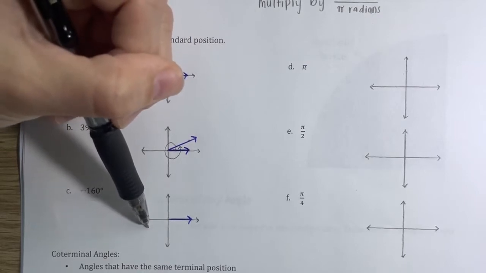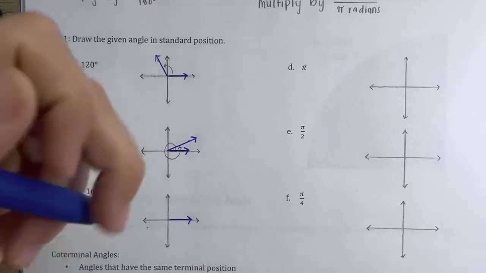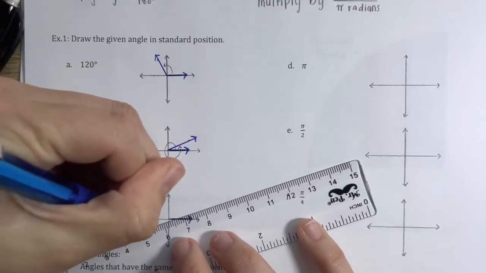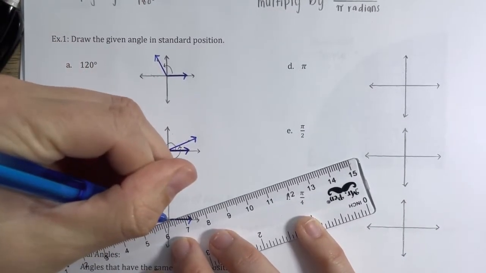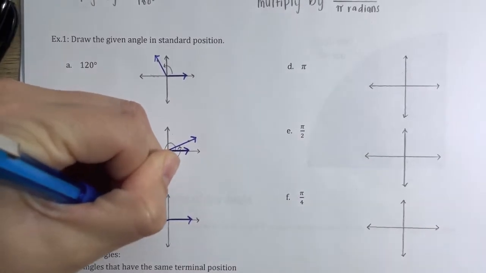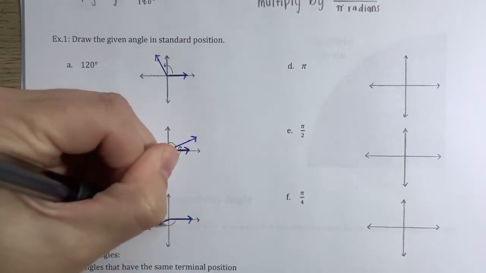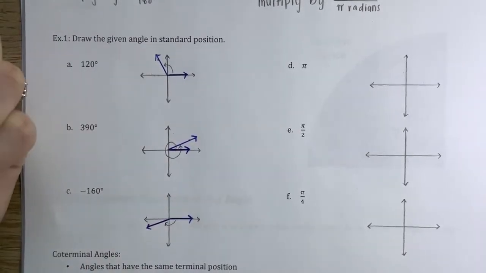So I want to go a little bit less than negative 180. So like I said, it doesn't have to be perfect. It's kind of hard for it to be perfect without a protractor, but just make it as accurate as you can. And then since it's negative, we're going clockwise.